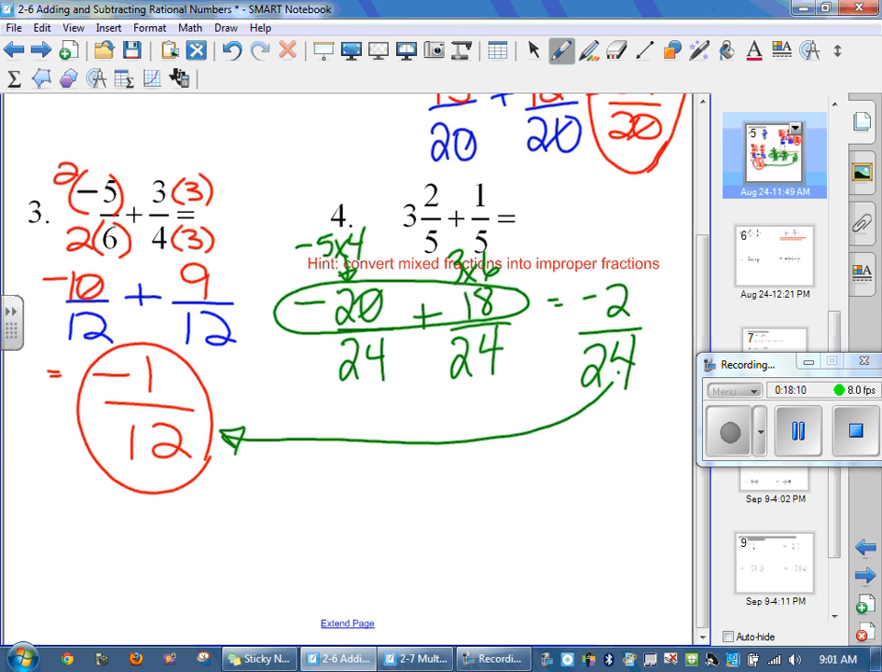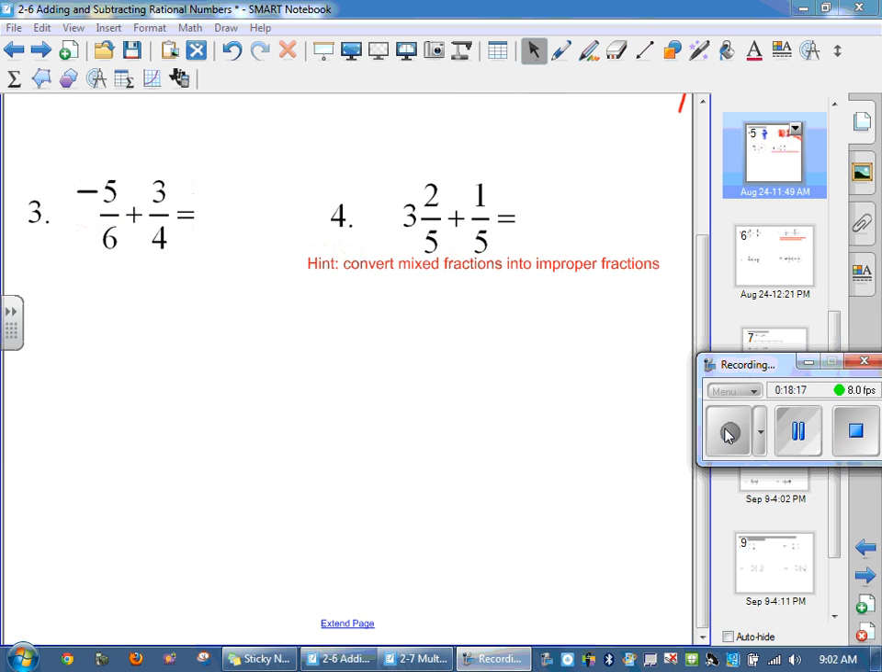What do we notice on number 4? It tells us, hint, convert mixed fractions into improper fractions. We cannot add those unless they're in improper fractions. Okay? Okay, so we're going to change this guy to an improper fraction.